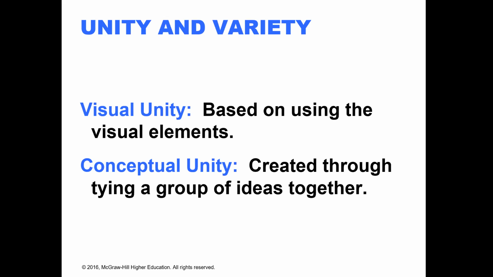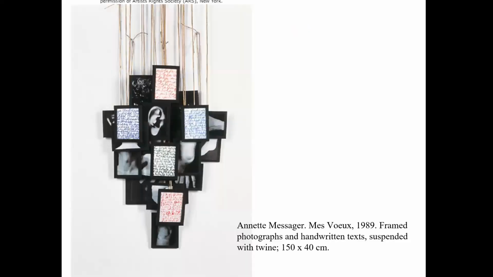So here's an example, and it's sort of a combination of both. Annette Messenger's Mes Yeux, I think I've pronounced that right. And we have both a kind of visual unity because of the framed photographs, but there's also a conceptual unity because of the handwritten text of a very personal nature. So there's both visual and conceptual.